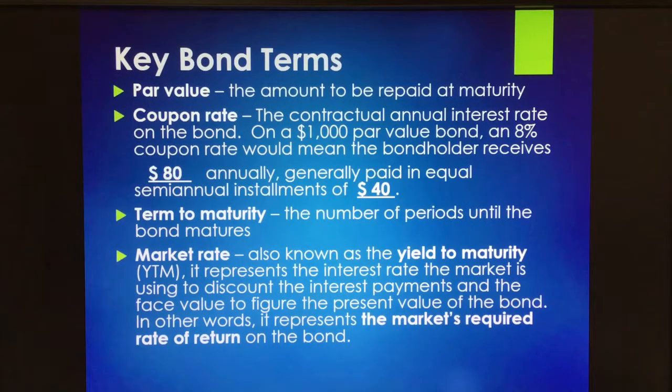The market rate, also known as the yield to maturity, represents the interest rate the market is using to discount, that is, to determine the present value of those interest payments plus the face value, the par value, to determine the present value of the bond. In other words, it represents the market's required rate of return on that bond. The market rate also, of course, is known as the yield to maturity. We'll find that it also will represent the internal rate of return from an investor's perspective.